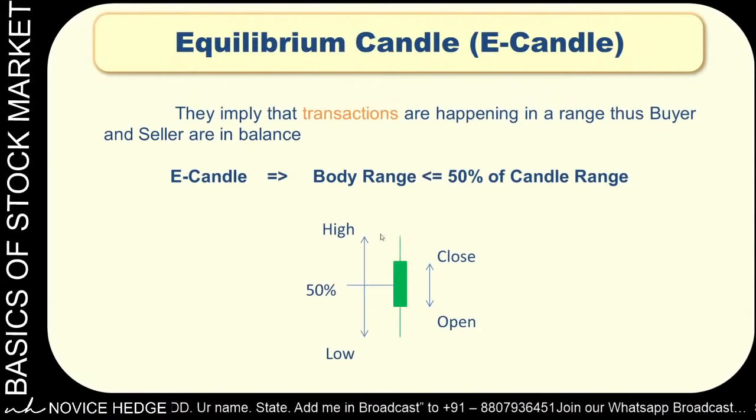If a particular candle is to be an E candle, the body range, which is the difference between open and close, will be less than or equal to 50% of the candle range. What is the candle range? The difference between low and high. If it is 10 rupees, 50% of it is 5 rupees. So the body range is less than or equal to 50% of the candle range. If the body range is 2 rupees and 50% of the candle range is 5 rupees, then 2 rupees is less than 5 rupees, so we call that candle an E candle.